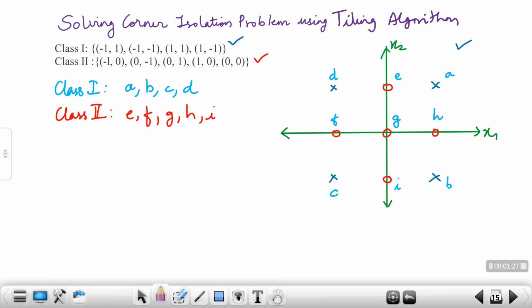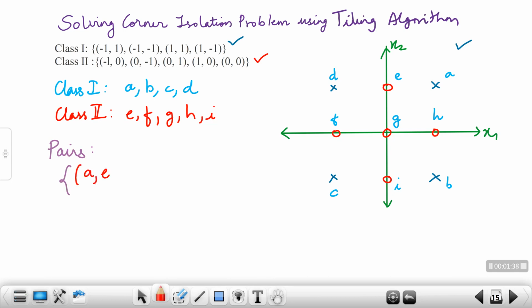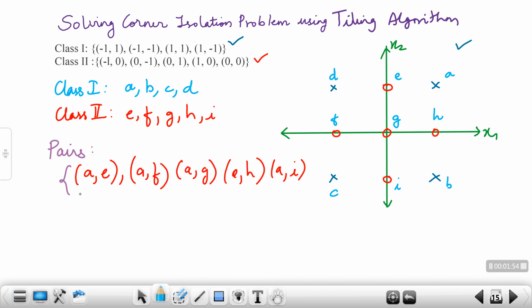Now based upon this we shall be forming the pairs. The pairs can be written in terms of A first. So it is A, E. Second will be A, F. Third will be A, G. A, H. A, I. Next we shall be writing in terms of B. So the pairs in terms of B will be B, E, B, F, B, G, B, H, B, I.